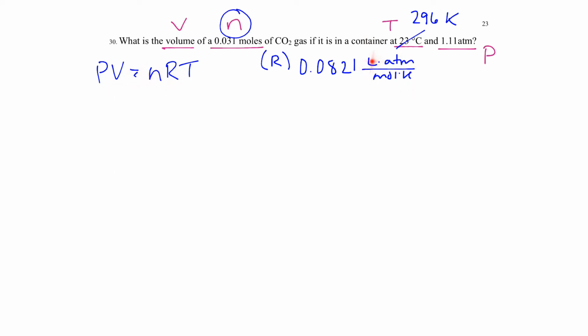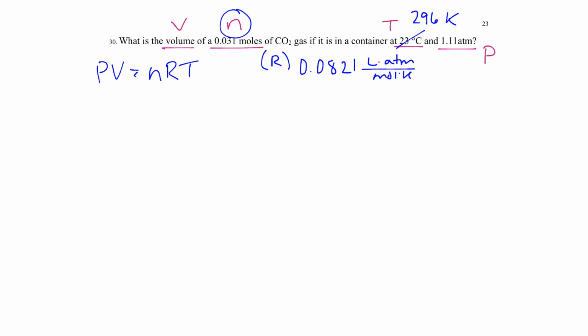So the volume has to be in liters, the pressure has to be in ATM, which it is already, which is nice. Moles has to be in moles, which it is. If we had a mass, you'd have to convert that to moles first. And the temperature has to be in Kelvin. Okay, so keeping all that in mind, now we can plug into our formula.